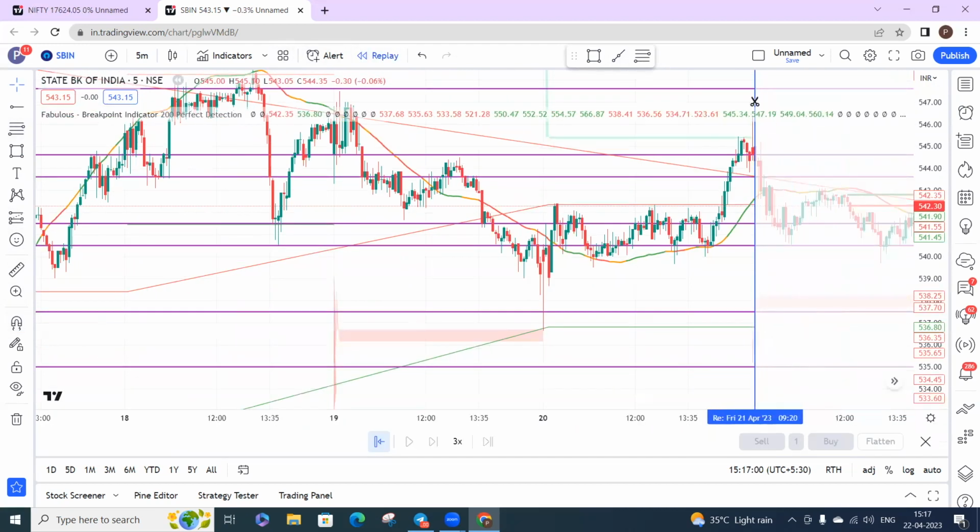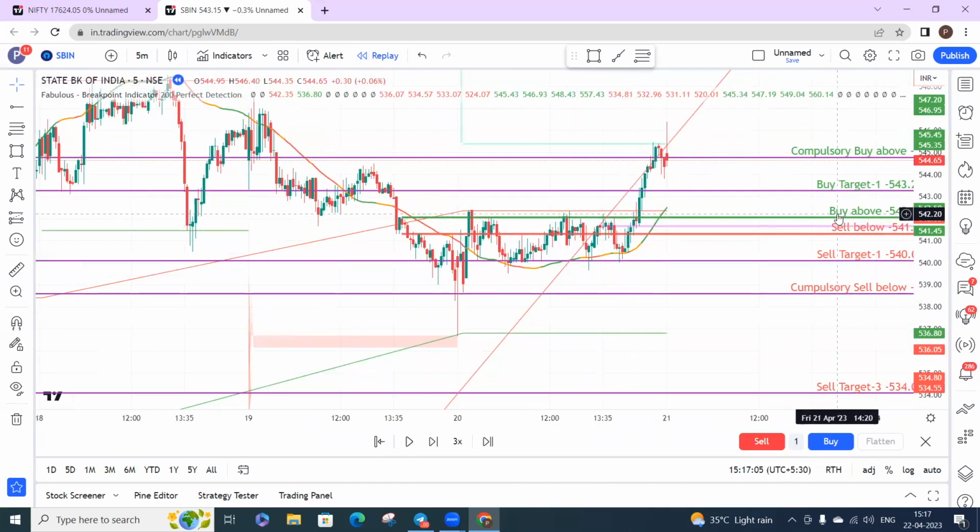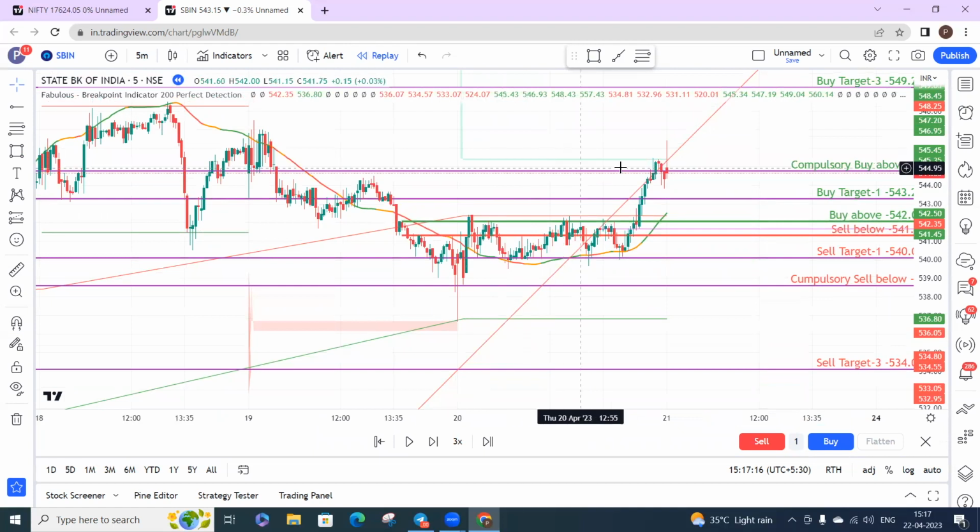We'll take a replay here. See here, we had a buy above. It's a buy above, first target hit. It is above the compulsory buy, correct? But what really happened here? There is one institutional candle, the institutional player is sitting here. He is not allowing the price to go up. He is shorting the market. Though the trend is telling me upside, this guy is selling in the market. So will you go for a compulsory buy here? No, I will not be going for a compulsory buy because this institutional player is sitting here.